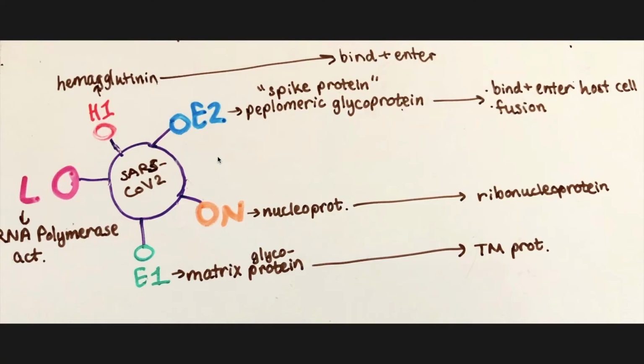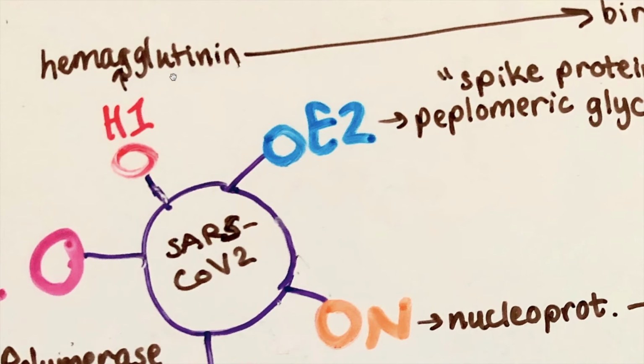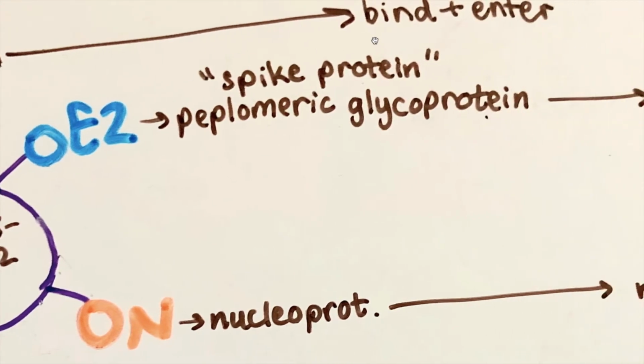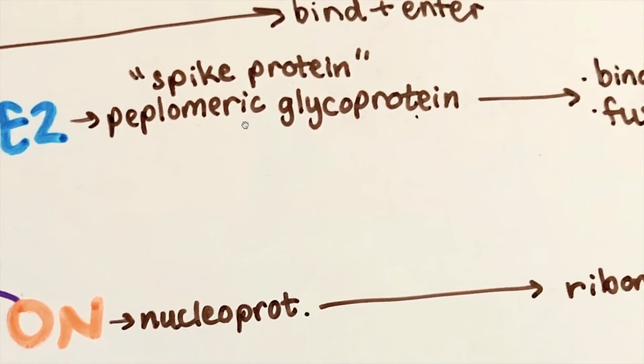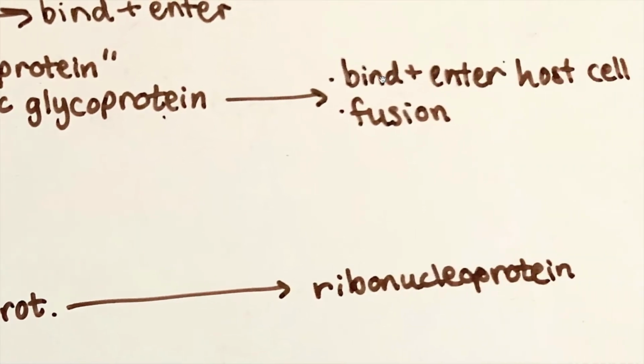Let's discuss some of the surface proteins of coronavirus, or as I like to call it, the jewels on the crown of the coronavirus. So the coronavirus, like I said before, is quite the fancy virus. It has a crown, it has a coat, which is its envelope, and this crown has many different types of jewels. Let's talk about them. One of the jewels is H1, or hemagglutinin protein, which allows for the virus to bind and enter. There's also E2, which is a peptidoglycan glycoprotein, or the spike protein, and this allows the coronavirus to, again, bind and enter the host cell and allow for it to fuse.